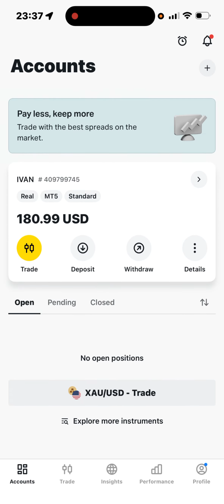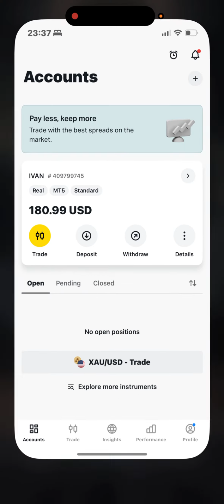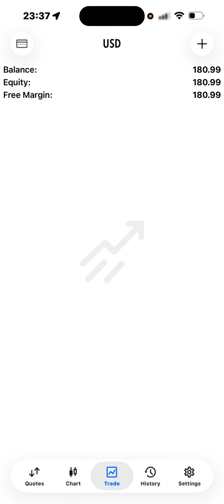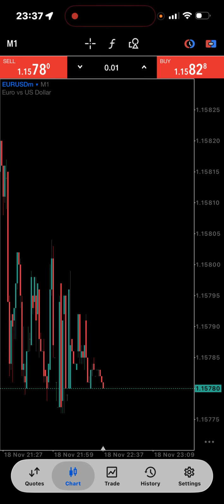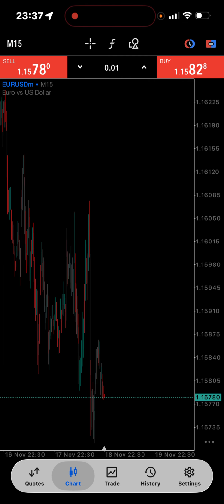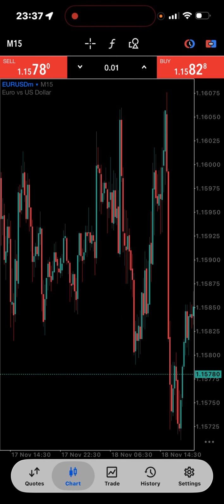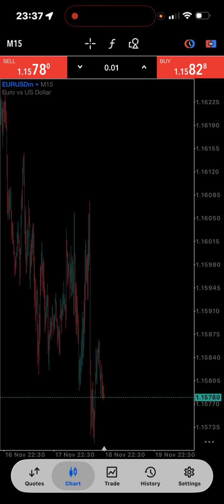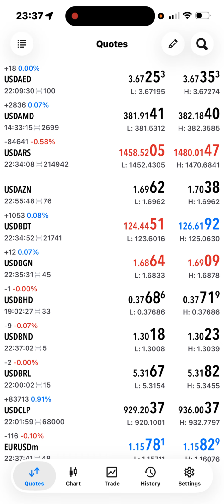It's going to be reflected in your MT5 if you go there. 180, you can see. Okay, so that's good. Now we're moving on. So now let's get to signals.